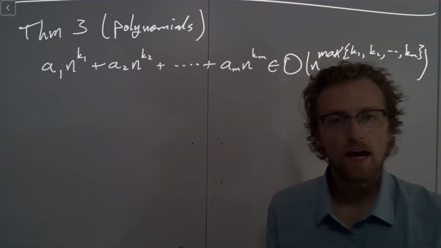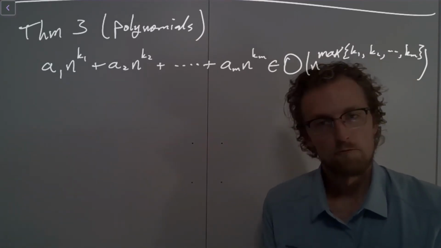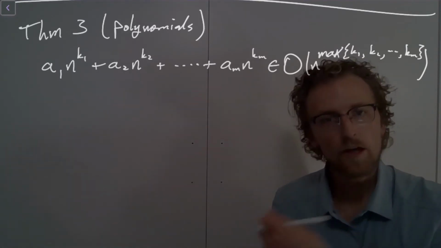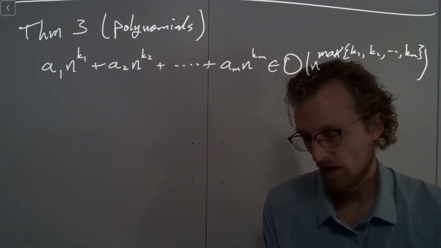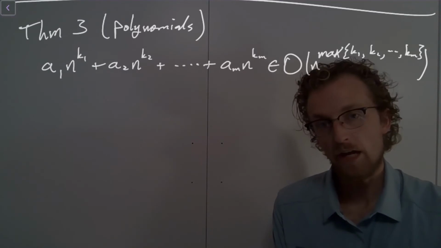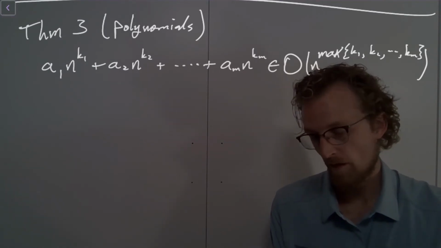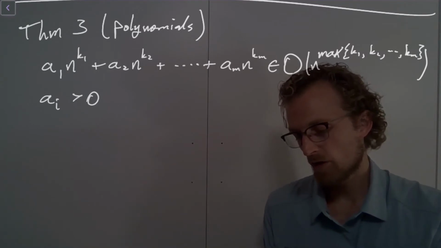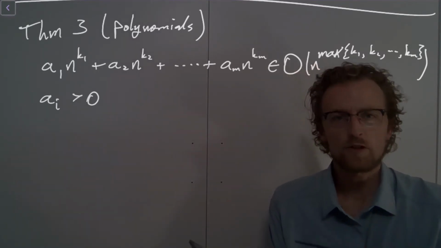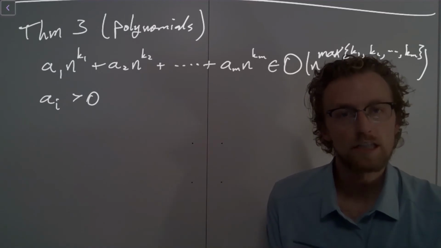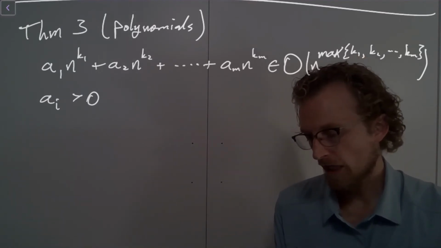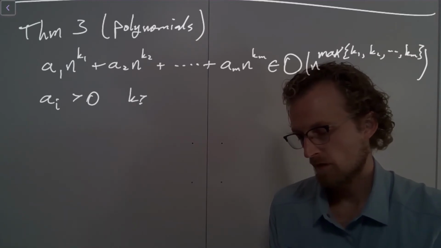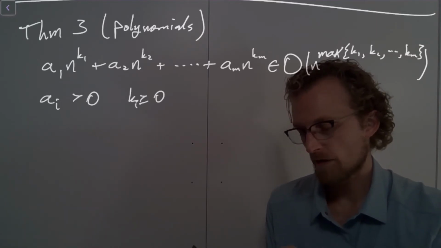Okay, so if I have a bunch of monomials added together, what do I do? I pick the largest power. I drop all the constants and I pick the largest power. And with this one, I'm going to ask for all the a's to be strictly larger than 0. The ai is strictly larger than 0. Okay, and if there's any a's that are 0, we'll just delete the term. And all the ki are greater than or equal to 0.